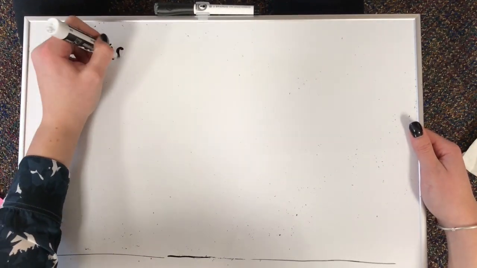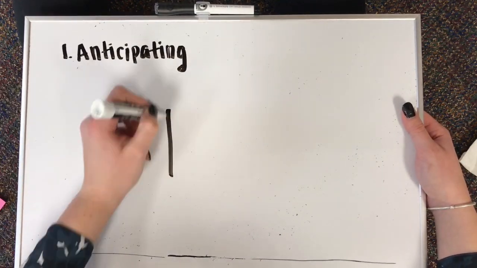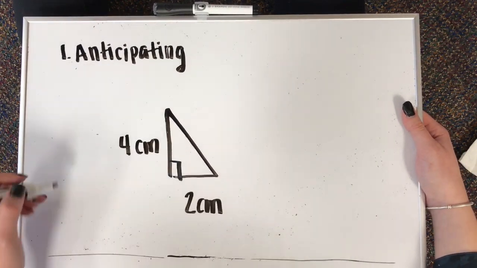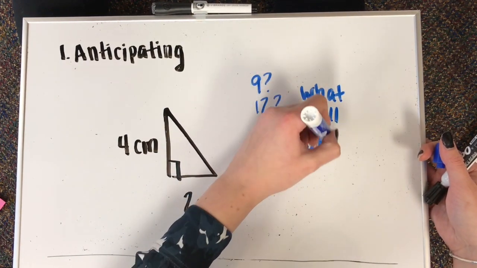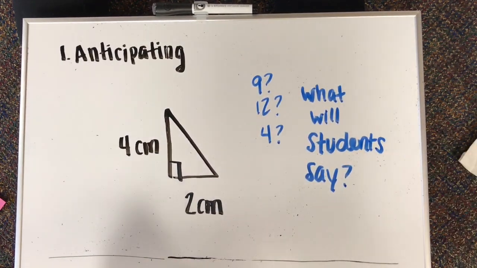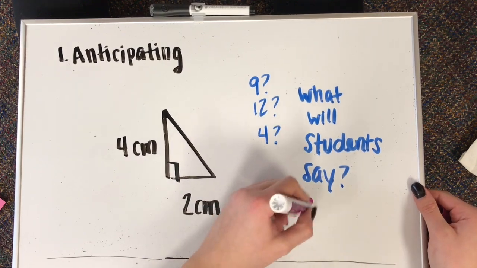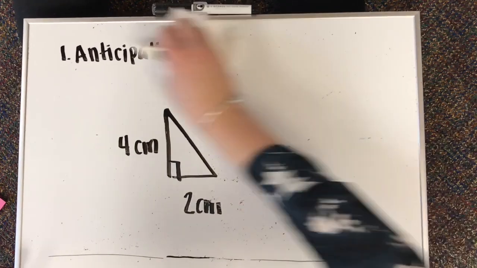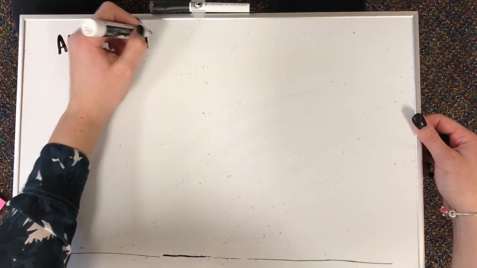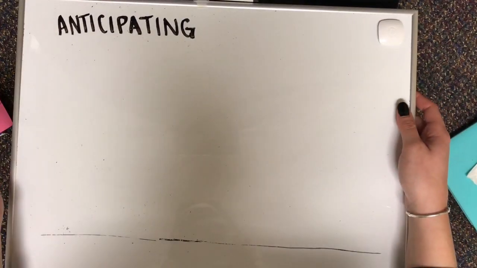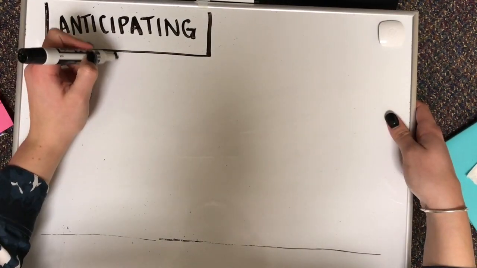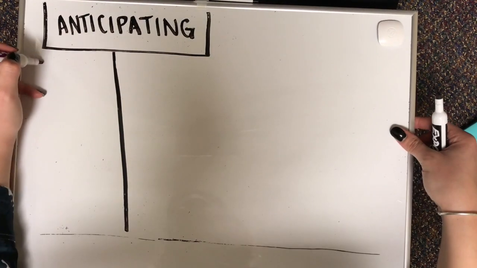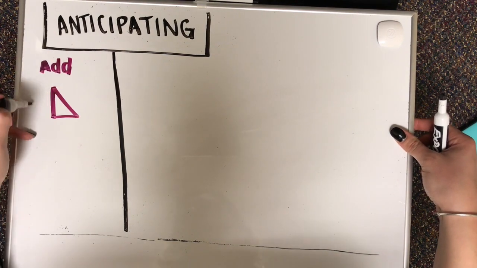So the first step we have is anticipating, like I said. So during the anticipating stage, as a teacher, you want to be thinking about what students will be finding and what they are going to think the answer is going to be and how they find that. So you as a teacher want to be anticipating all the different kinds of correct and incorrect answers that students might have in regards to this story problem.